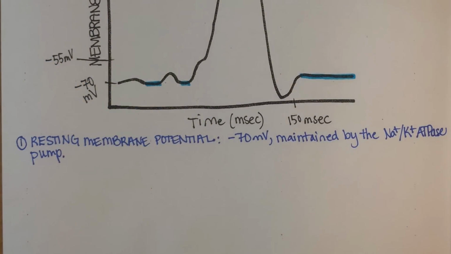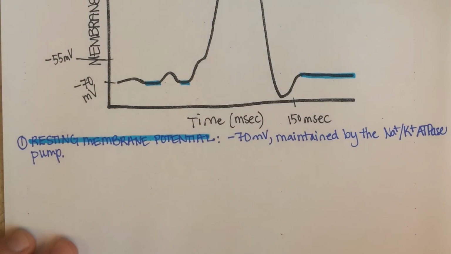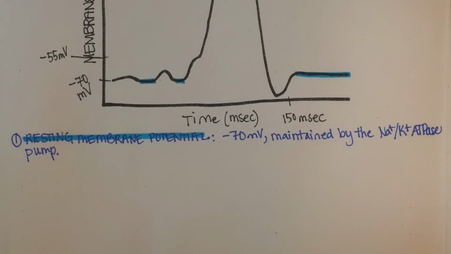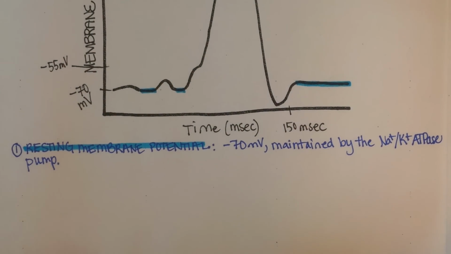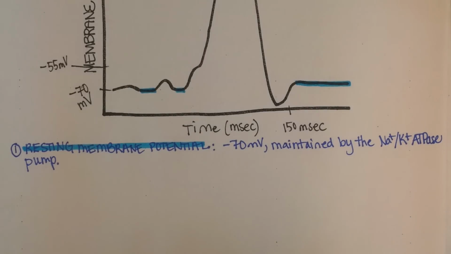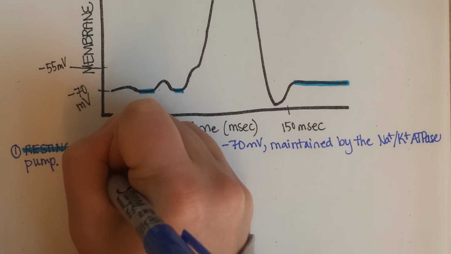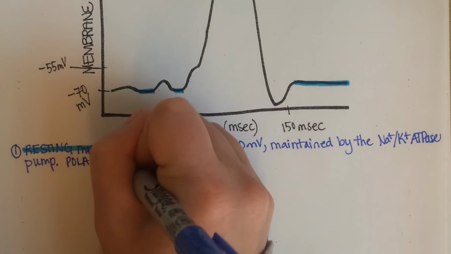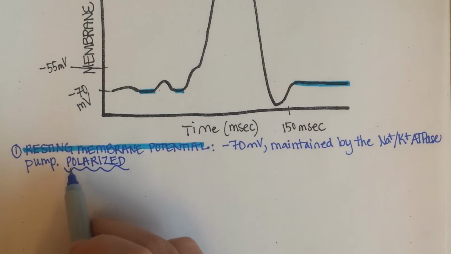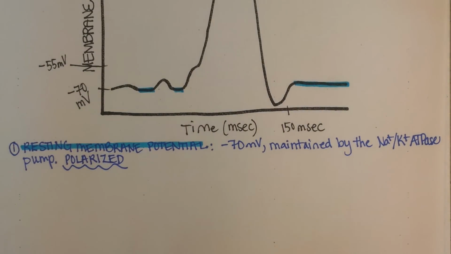Okay, so the resting membrane potential is about minus 70 millivolts. It's maintained by the sodium-potassium ATPase pump. So that is a pump that uses ATP to keep the inside of the cell negative. We call this part, the way that the cell is here, polarized. Polarized means to have opposite sides, right? Like you have a north pole and a south pole.